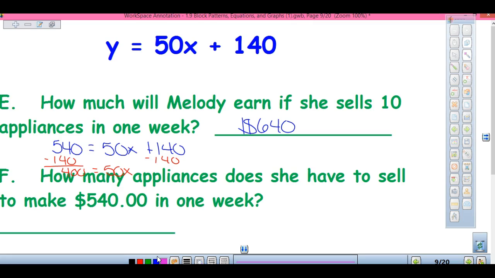Dylan, why aren't you writing this down? Divide by 50. So x equals 8 what? 8 appliances we're talking about. Okay, so you got to ask yourself, what am I looking for? And in this case, I'm looking for how many appliances.